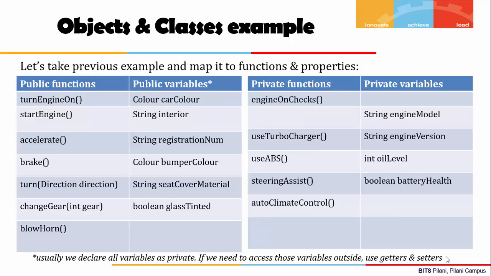By doing this, we are actually hiding all the complexities from the outside world and exposing only the necessary things. This was something which was impossible in C. Like private functions, there are a lot of private variables also, like the engine model, engine type, engine number, oil level, battery health, etc.